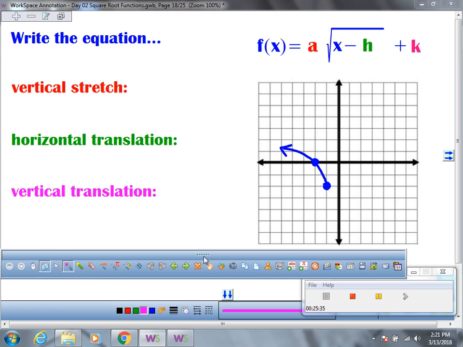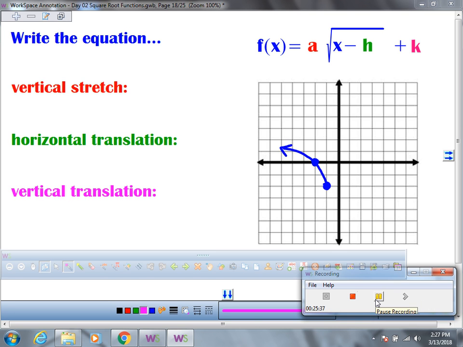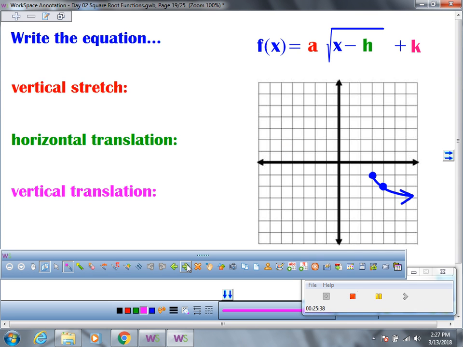Go ahead and pause it. Pause. Do this one first.